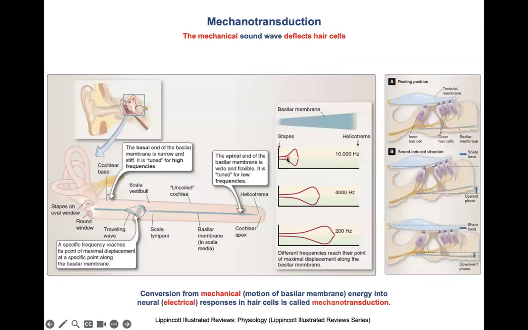Finally, the mechanotransduction. This is the process where the mechanical deflection of the inner hair cells in the ear is converted into electrical signals that generate action potentials in the neurons, which are carried away by the cochlear nerve to the auditory cortex.